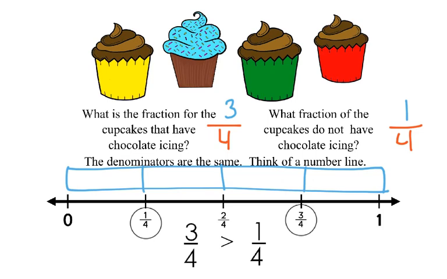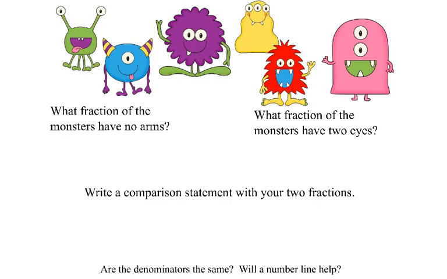Now, when I think about this, any type of food, don't just think about cupcakes, especially if you don't like cupcakes, I would rather have 3/4 of a type of food than 1/4. So 3/4 is a lot larger than 1/4. So 3/4 is greater than 1/4. Do you see how the denominators are the same again?